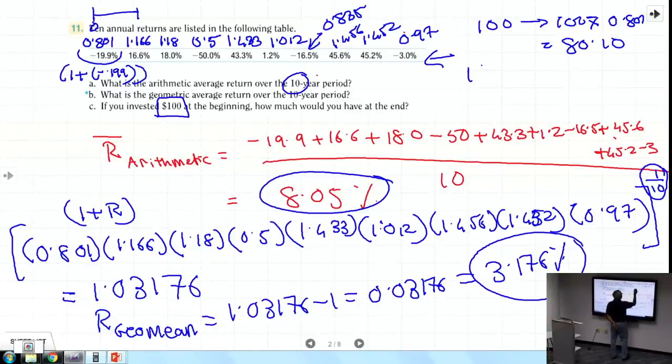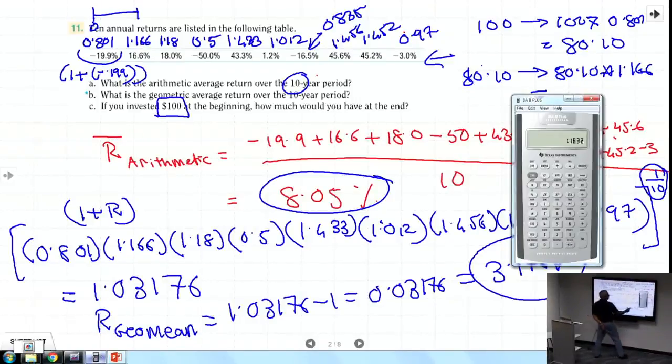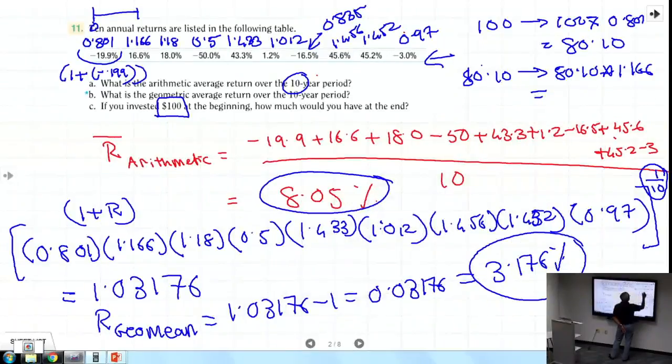Then you take $80.10 and grow that. So it will be 80.10 multiplied by 1.166. So 80 times 1.166, that's 93.28. And we keep on repeating this until we get to the very end, and the answer would be closer to this number.